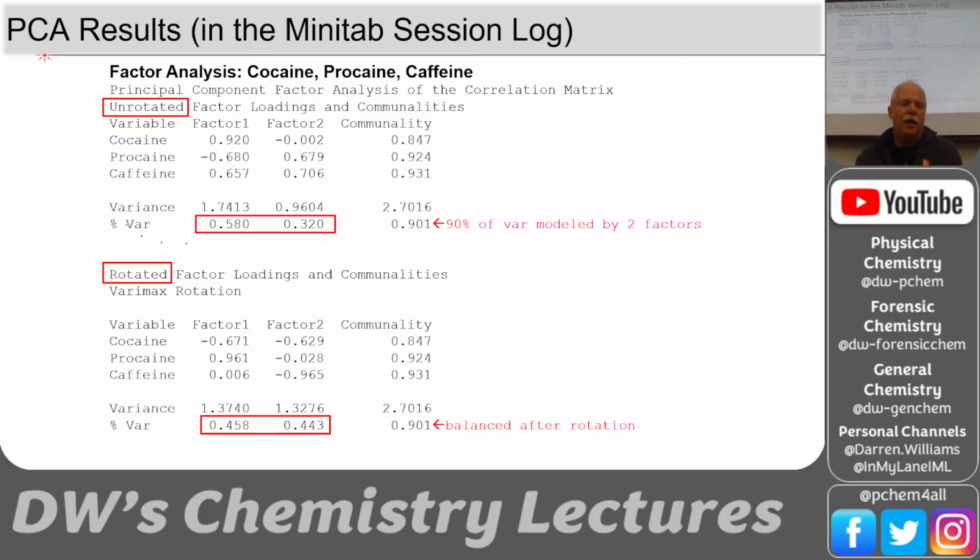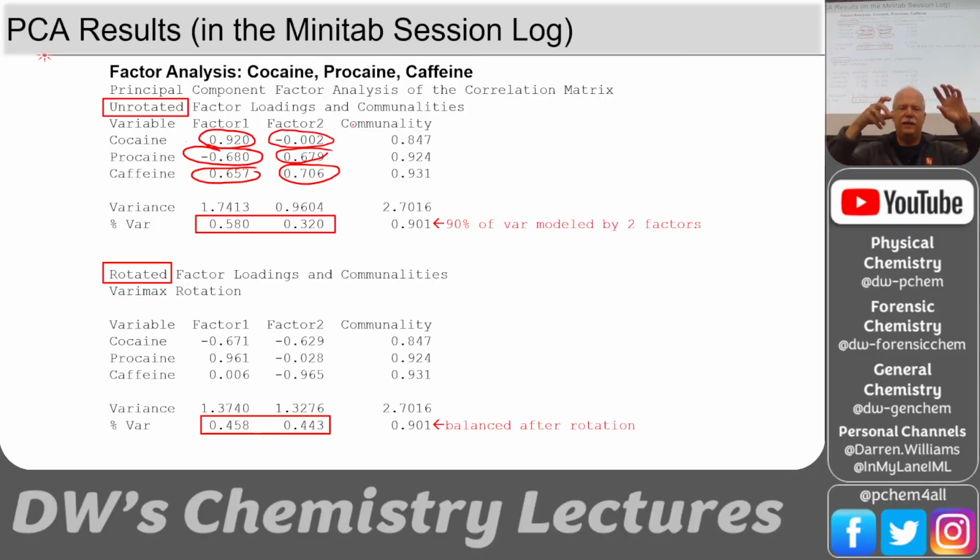Okay. And so for factor 1, we're taking 0.92, or 92%, of cocaine value, negative 68% of the procaine value, and 66% of the caffeine value. And so that's factor 1. And factor 2 has almost none of the cocaine value, 68% of the procaine value, and 71% of the caffeine value. Now, Minitab did some matrix math to come up with those factors in order to cover 90% of the variation in the data. Okay.